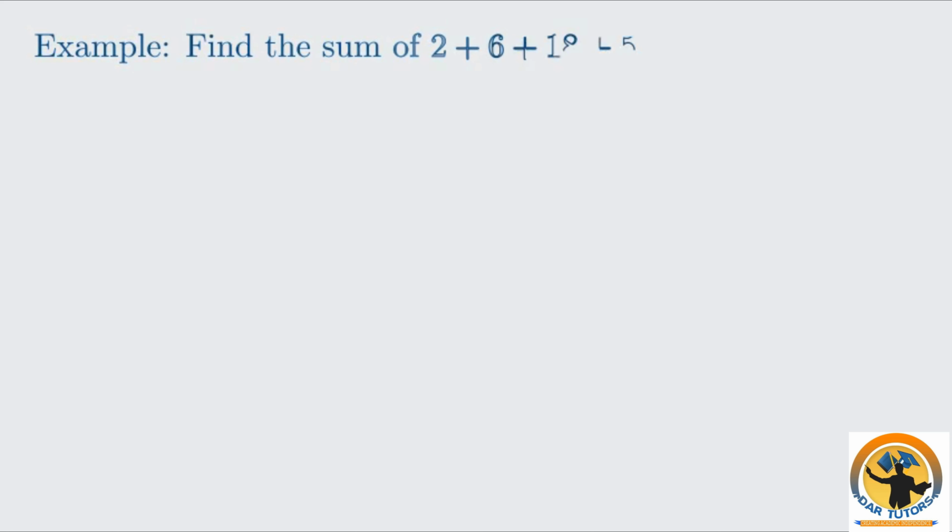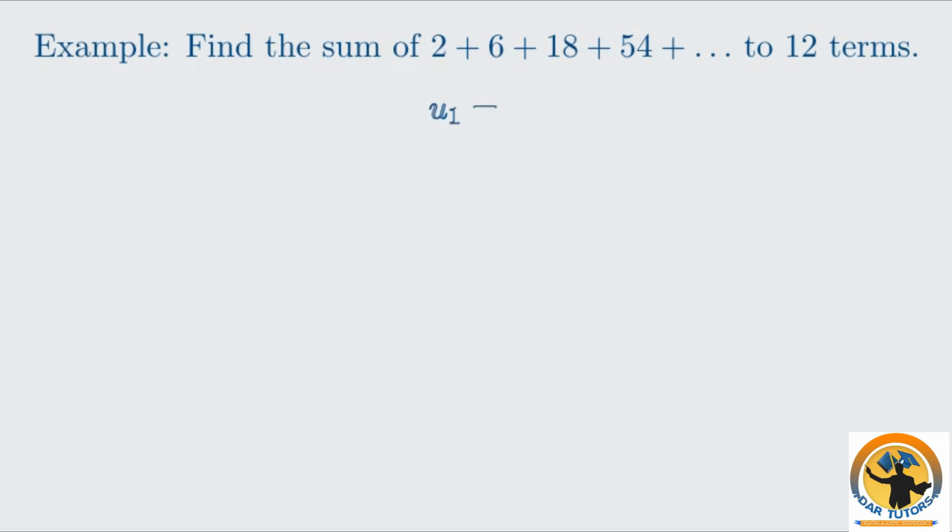Let's apply the finite geometric series formula to a problem. Our goal is to find the sum of the first 12 terms of a given series. Find the sum of the series 2 plus 6 plus 18 plus 54, and so on, to 12 terms. First, we need to identify the key components of our formula: the first term, u_1, the common ratio, r, and the number of terms, n.